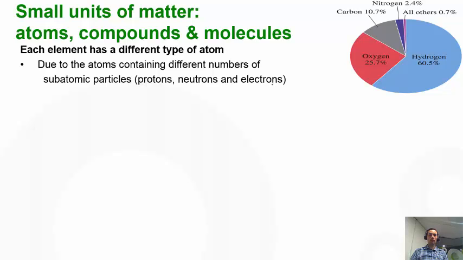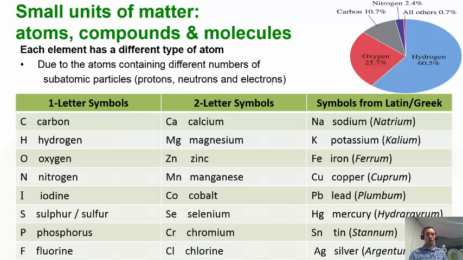The difference between the different types of atoms is the fact that they'll have different numbers of the subatomic particles in the nucleus and around the outside, where the electrons are orbiting around the nucleus. So that's essentially what makes the atoms different. So there are lots of different types of atoms on the periodic table.